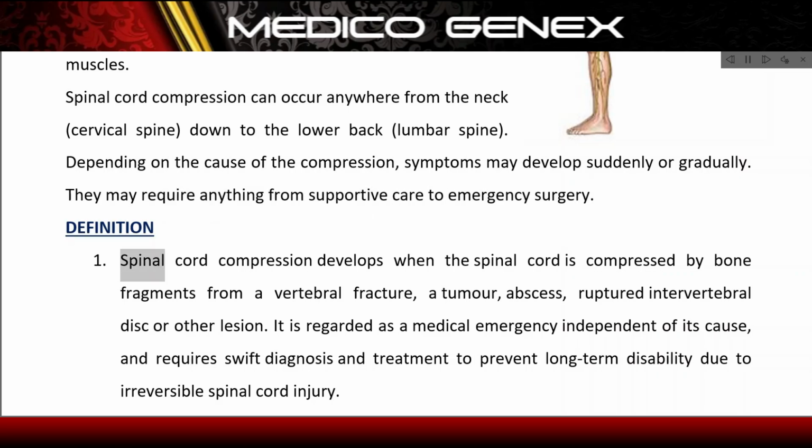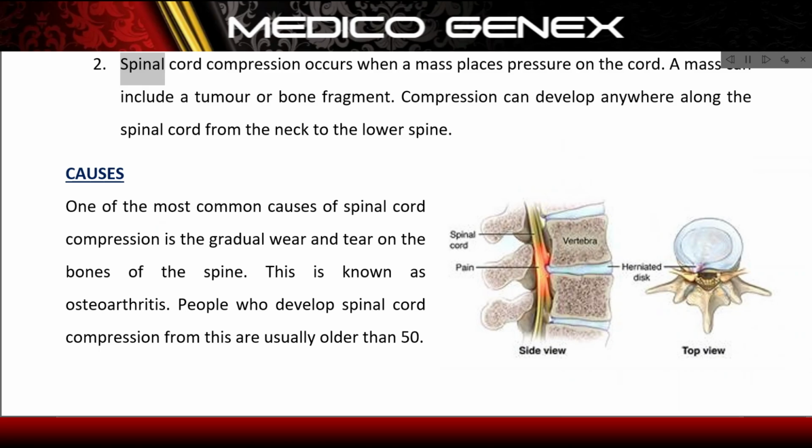Definition. Spinal cord compression develops when the spinal cord is compressed by bone fragments from a vertebral fracture, a tumor, abscess, ruptured intervertebral disc or other lesion. It is regarded as a medical emergency independent of its cause, and requires swift diagnosis and treatment to prevent long-term disability due to irreversible spinal cord injury. Spinal cord compression occurs when a mass places pressure on the cord. A mass can include a tumor or bone fragment. Compression can develop anywhere along the spinal cord from the neck to the lower spine.